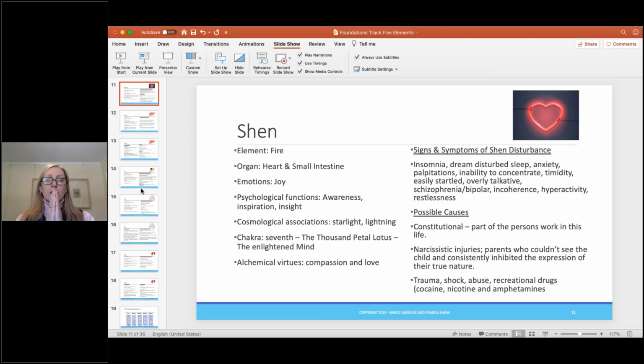Possible causes, some are constitutional, right? Again, that's the whole thing about being a fire person or being a metal person or being a wood person, right? That's the work. It's like, how do you embrace who you are, right? And how do you find balance in that element, right?